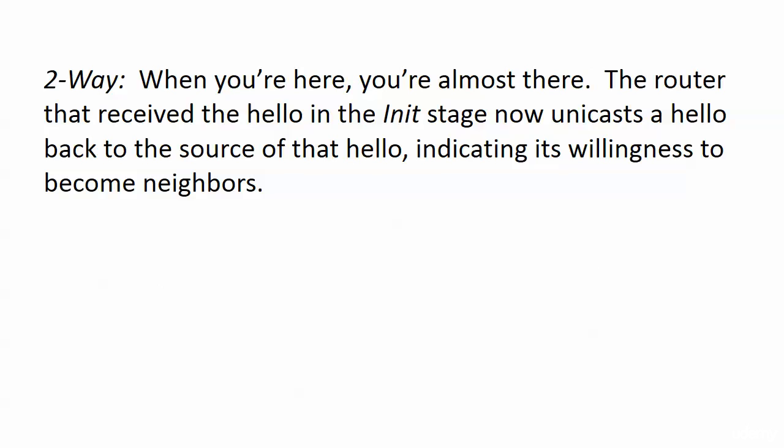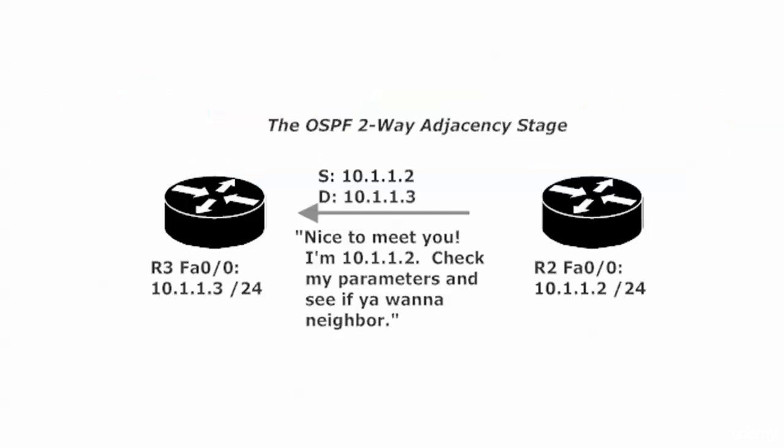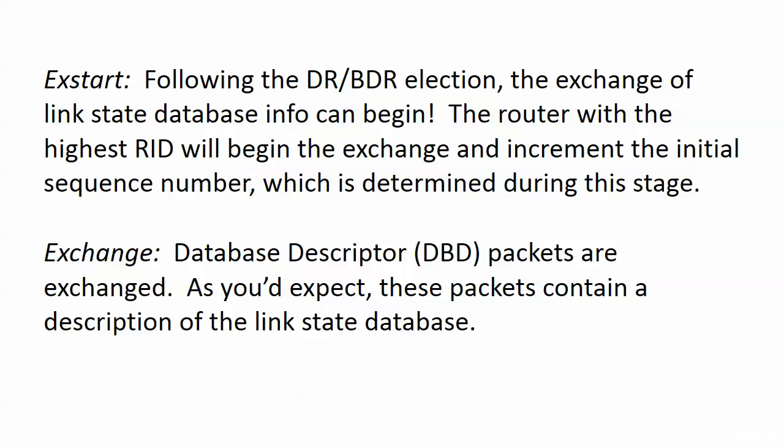And what happens here is that the router that received the hello in the init stage now unicasts a hello back to the source of that hello, indicating its willingness to become neighbors. So this reply is indeed a unicast. This would be coming from 10.1.1.2 and the destination 10.1.1.3. And basically it's like, hey, nice to meet you, I'm 10.1.1.2. Check my parameters out and see if you want a neighbor. And that's all there is to it.